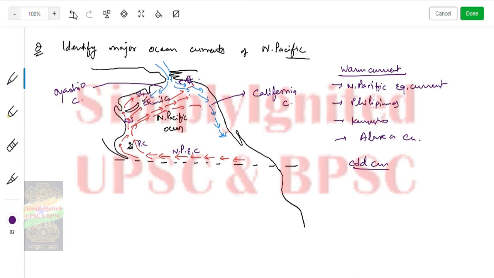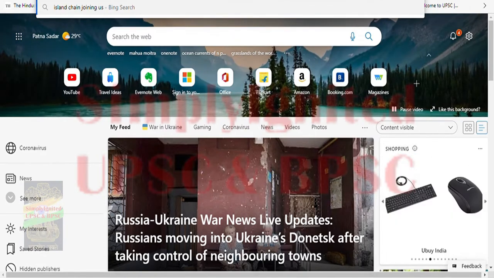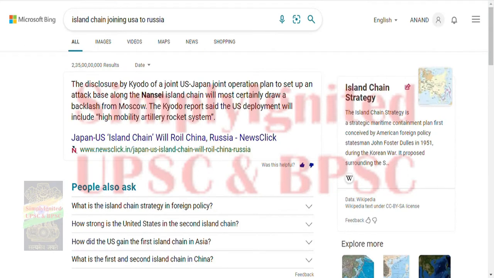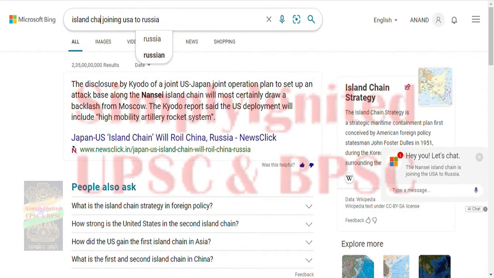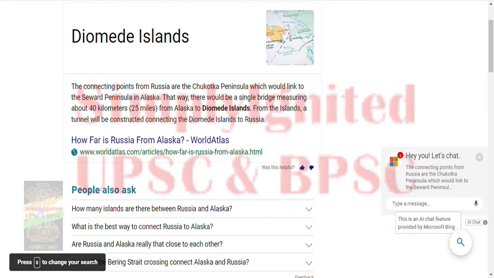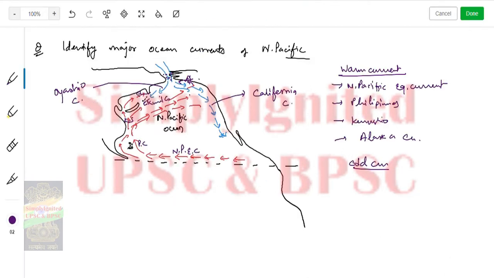Then there's a set of islands here. I'm just not getting the name of those islands. Let's find out. The island chain joining Alaska to Russia is called the Bering Strait. So there is one more current, you can name it the Bering current. It's not very specifically mentioned, but currents are named as per their places. So these are the major ocean currents of the North Pacific.